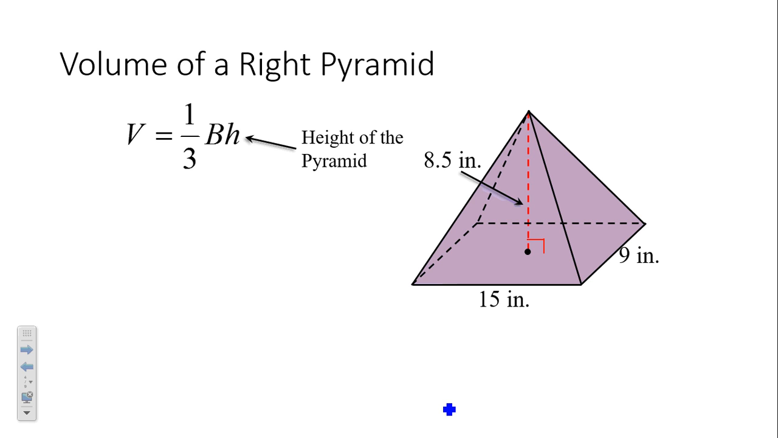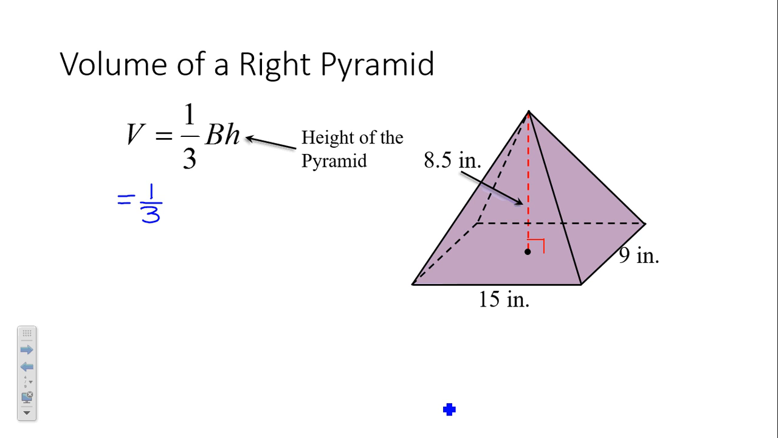So 1/3, because it takes 3 of these pyramids to be able to fill up one prism of the same height with the same base. Okay? Doesn't have as much stuff inside. So when we want to find the volume of this particular pyramid, we're saying 1/3. Now this time it doesn't have to be a regular polygon for the base. It can be a rectangle.